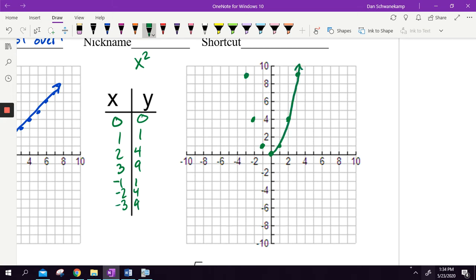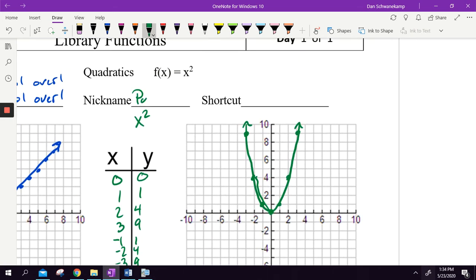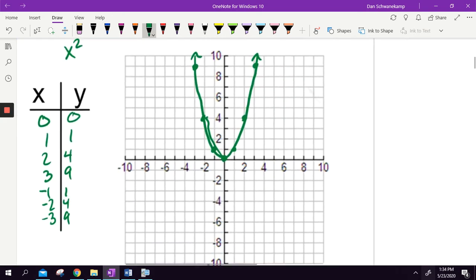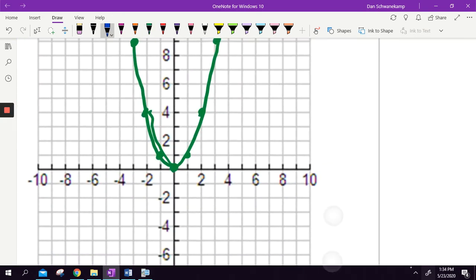Here is the shape that it makes. This shape should be pretty familiar with you. What is our nickname for that? That is a parabola. Again, if you took first semester with me, you know what the shortcut is. We are going up 1 over 1, make a dot. Up 1, 2, 3 over 1, make a dot. Go up 1, 2, 3, 4, 5 over 1, make a dot. And that's just a quick way of graphing it.